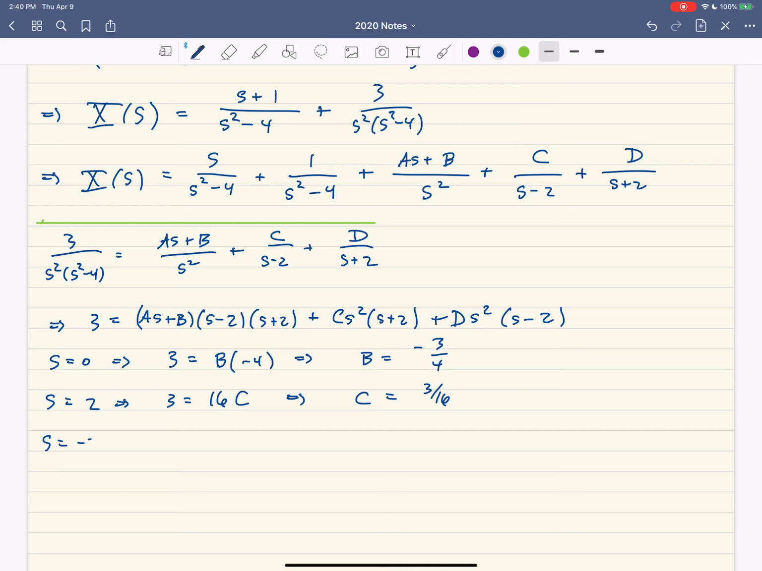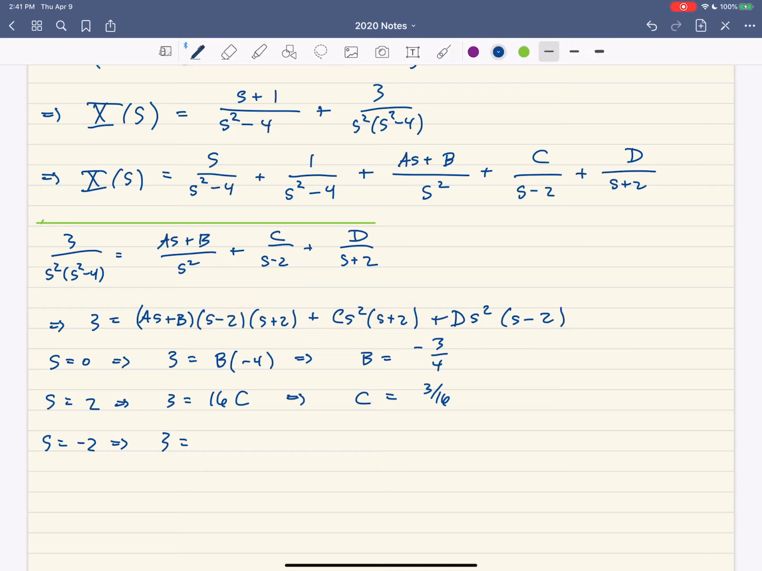If we plug in negative 2, all the s plus 2's are going to cancel. And what we're left with then, we'll have 3 on the left side. We'll have this term and this term cancel. All we're going to have left is the term with the d in it.